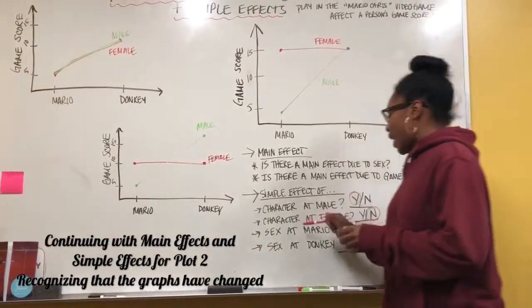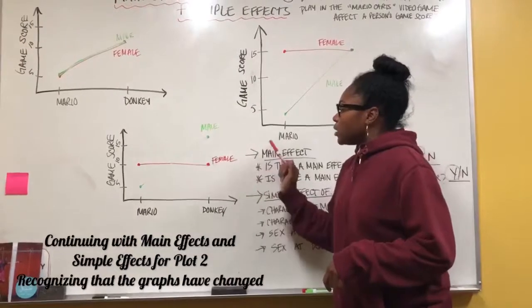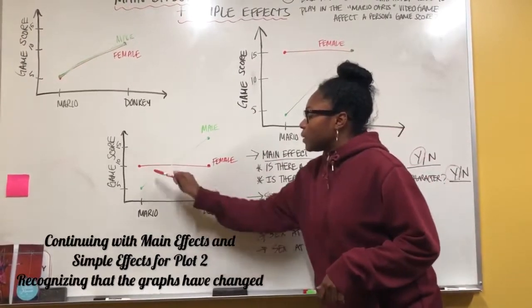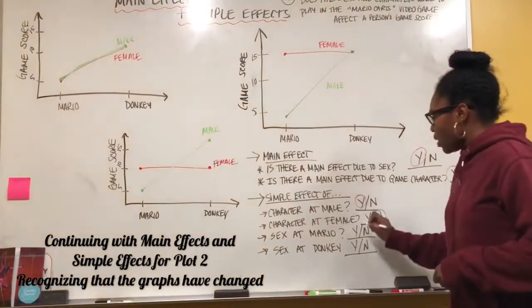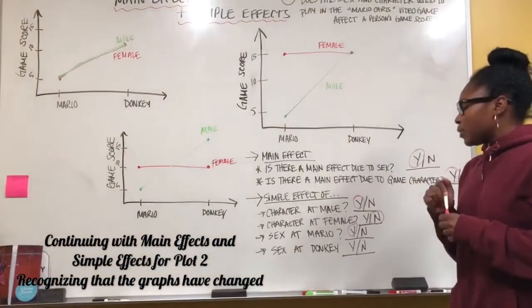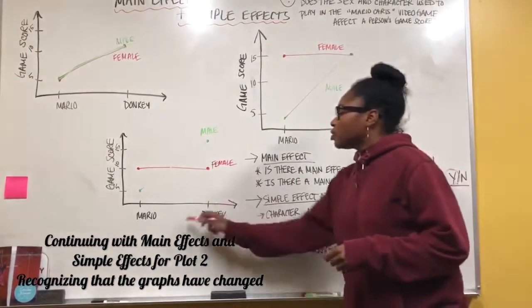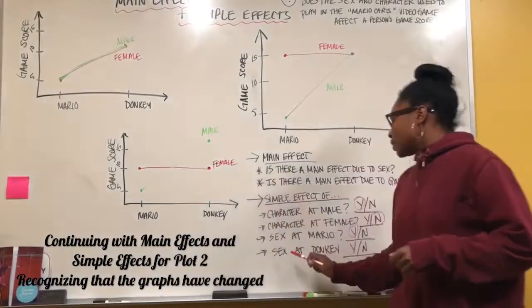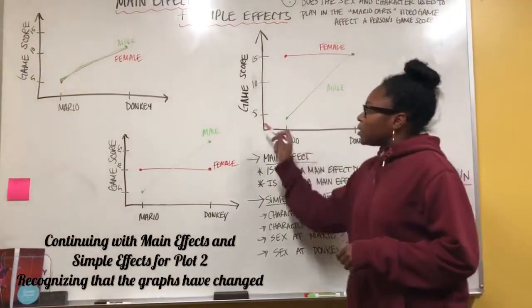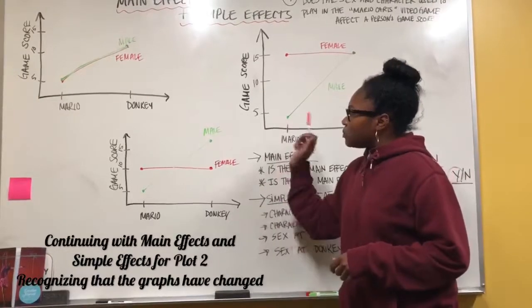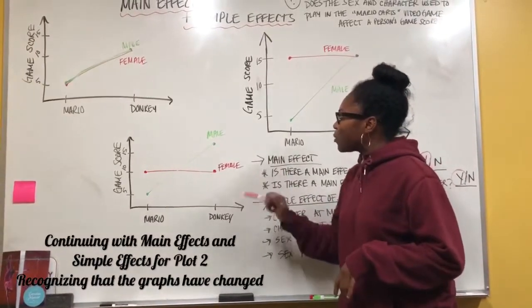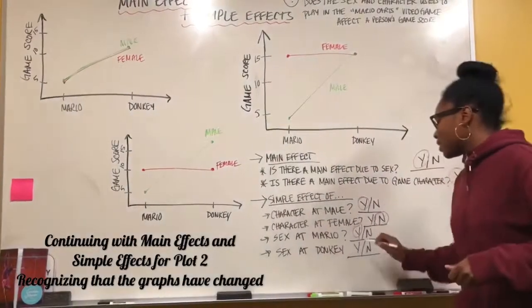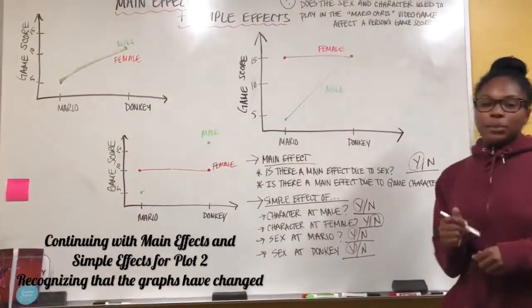For sex at Mario, the male tends to score less than the female choosing the Mario character. So that's going to be a yes. There is a simple effect of sex choosing the Mario character. And for sex at Donkey, that again is going to be a simple effect here because male tends to score higher with Donkey than female. So that's going to be a yes, there is a simple effect.